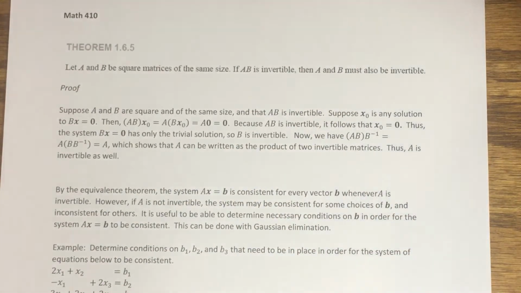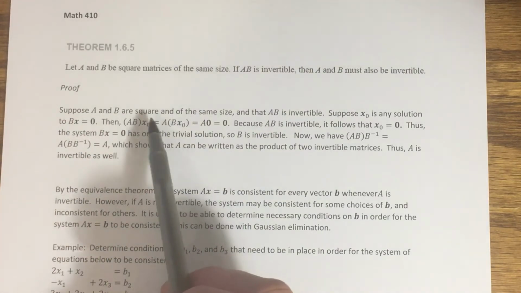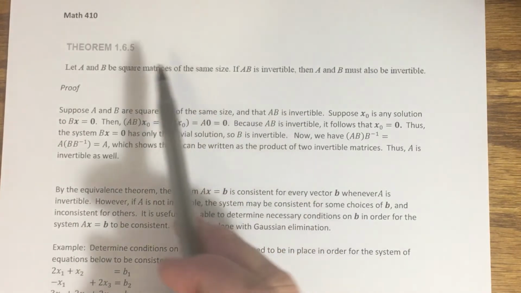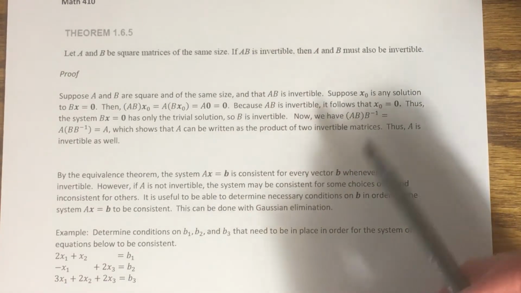Now there's a couple of ways of proving this. A faster way is using determinants, but we need a bunch of development in that area that we cover in chapter 2. So rather than wait until then to prove this theorem, we're going to use what we know from our equivalence theorem now. So let's suppose A and B are square matrices of the same size, and that AB is invertible. Those are the assumptions being made in this theorem. We want to prove that both A and B are invertible.